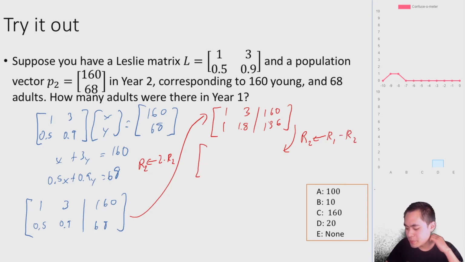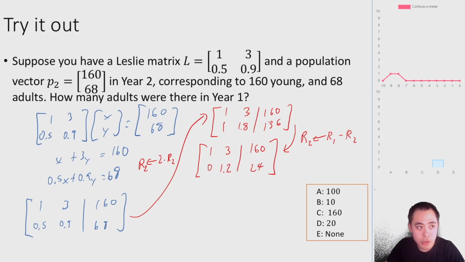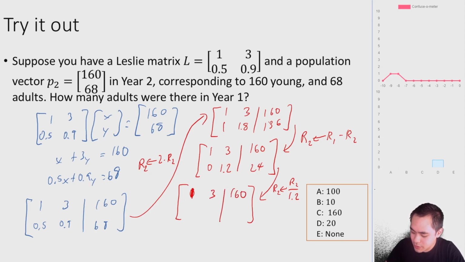And let's take R2 is equal to R1 minus R2. So note that, strictly speaking, I'm combining a couple of steps here, since you need to multiply R2 by minus 1 first and then add R1. But this gives you 1, 3, 160, and 0, 1.2, 24. And the next step is to take R2 as R2 divided by 1.2. And so that's going to be 1, 3, 160, and 0, 1, 20.